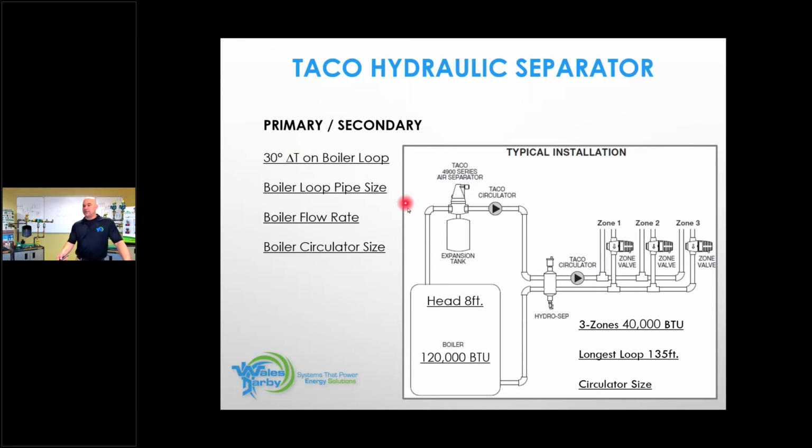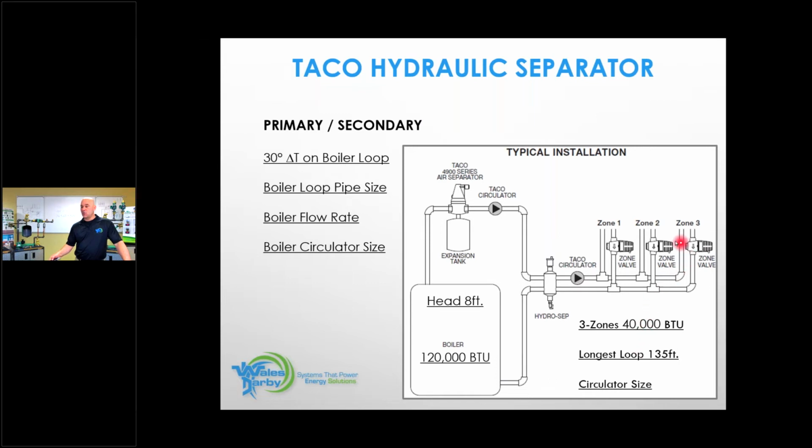On the boiler side, after you figure that out, you'll know the pipe size. You'll give us the flow rate. And if you want to go further, you can even figure out the circulator. That's what you're going to tell us on the boiler side. These are fact-finding missions. Why is the system not working properly? Out here on the system side, we have 3 heat circuits. Each heat circuit is 40,000 BTU, and the longest heat circuit is 135 feet.